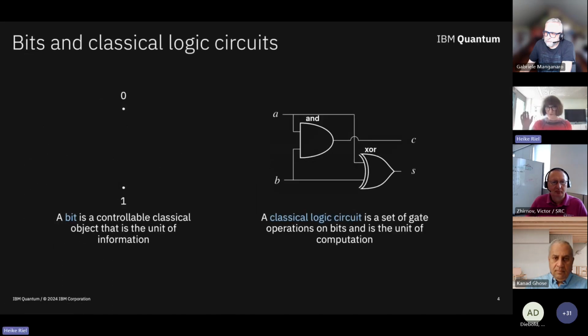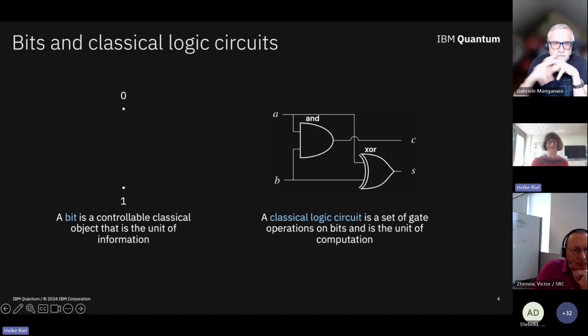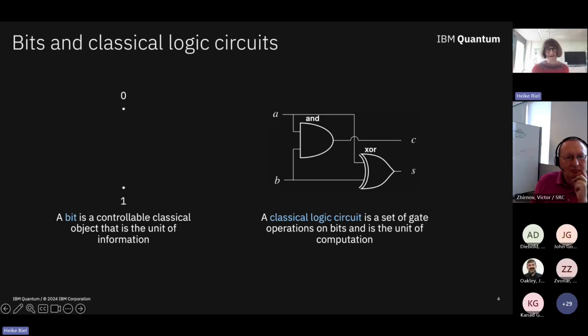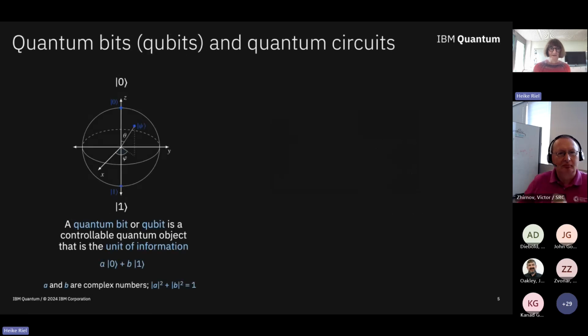So you, of course, all know bits and classical logic circuits, so I don't want to repeat that, but I want to draw an analogy between the classical bit which we use and the classical logic circuit which is used in classical semiconductor technology and classical computing. And in quantum computing, it looks right away a bit more complicated, as we are using the laws of quantum physics and build quantum bits, so-called qubits, and also quantum circuits.